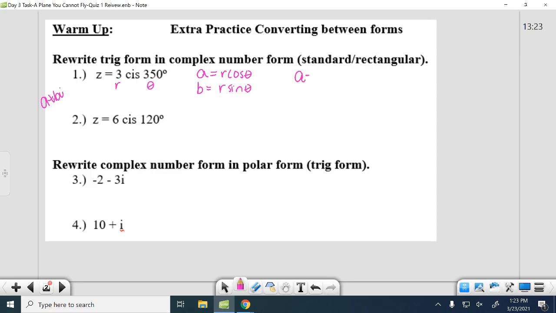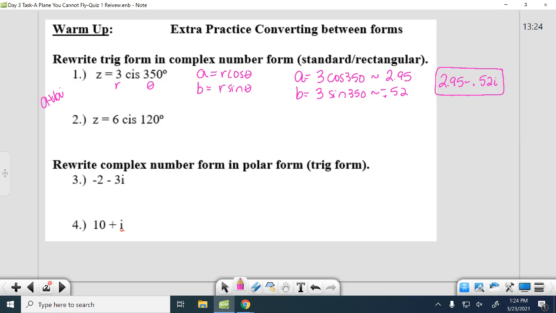So for our A value, we are going to take 3 and multiply it by cosine of 350, which is approximately 2.95. And then we're going to take our B value, and that will be 3 multiplied by sine of 350, approximately negative 0.52. So our complex number for this example would be 2.95 minus 0.52i. There you go. I think we did that in our practice the other day. Pretty sure we did do both of these problems.